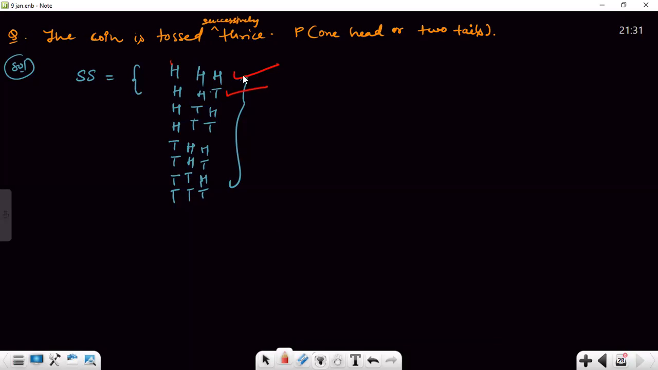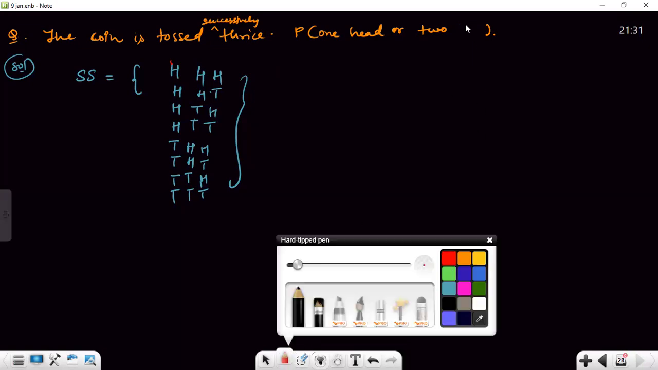Wait a minute. I have written the question in a slightly wrong way. It is not two tails. It will be one head. The probability of finding one head or two heads.